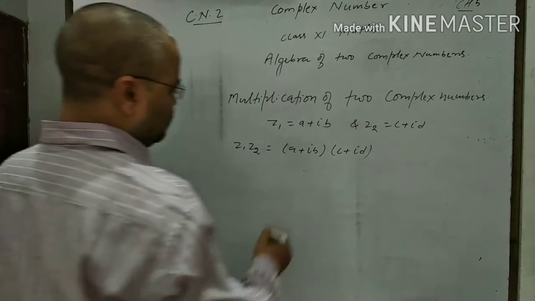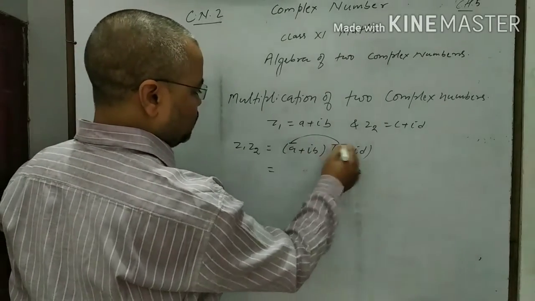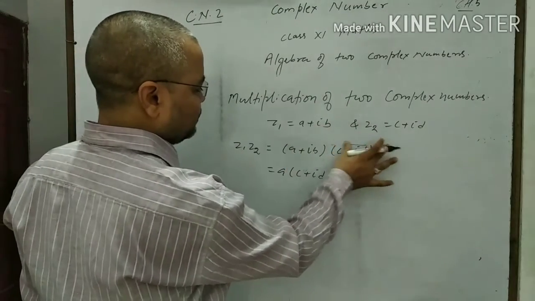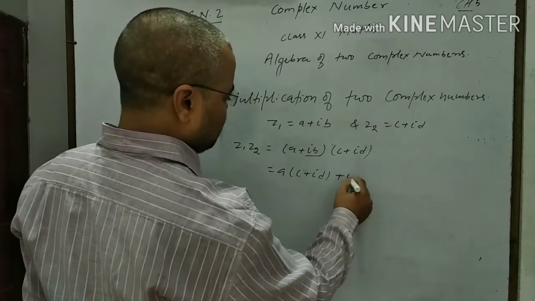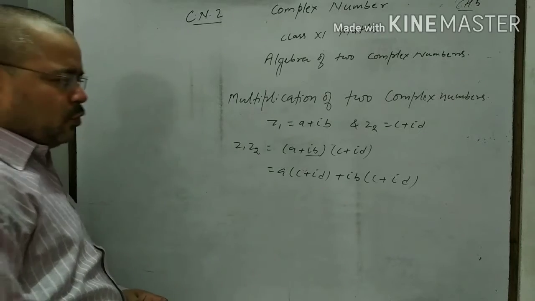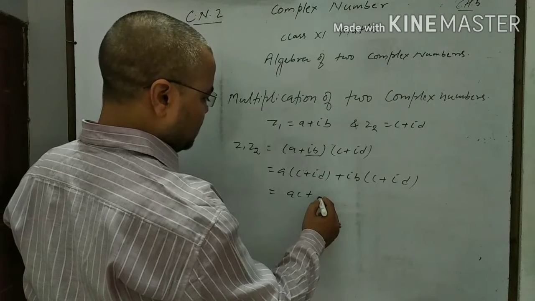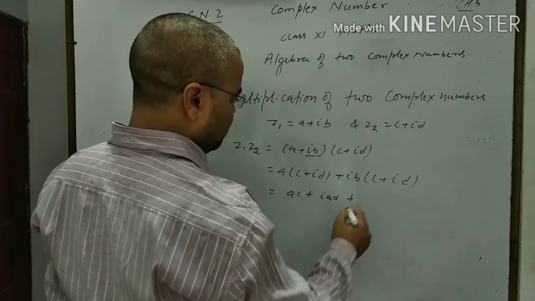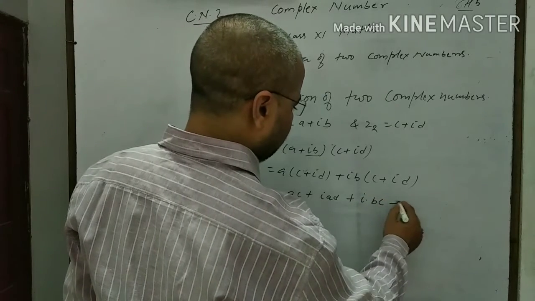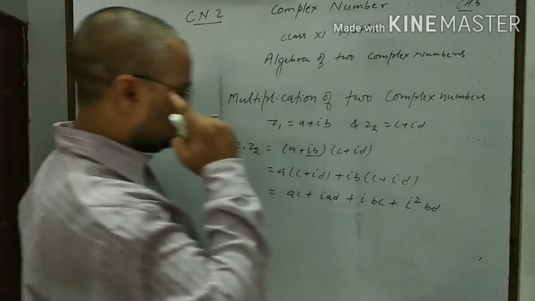Now multiply simply, just like algebra. Multiply the two: a into (c + id), and now this plus ib into (c + id). Here we get ac plus i into ad plus i into bc plus i into i, it will be i square. Very simple.